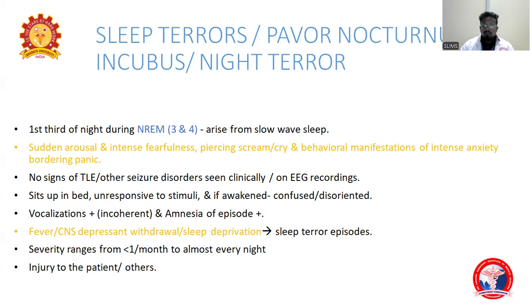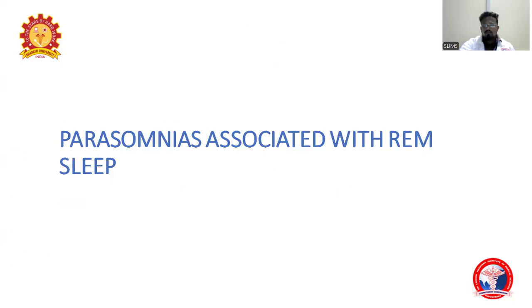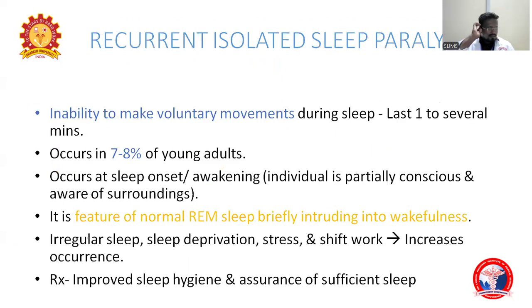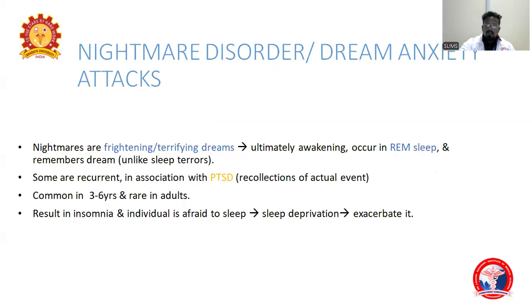Fever, CNS depression, withdrawal, and sleep deprivation can bring on sleep terrors. Severity ranges from less than once a month to almost every night, with injury to the patient or others. Parasomnia-associated disorders include recurrent isolated sleep paralysis, the inability to make voluntary movement during sleep, which is a feature of REM sleep, with a brief intrusion of wakefulness into sleep. Treatment is improved sleep hygiene and assurance of sufficient sleep.